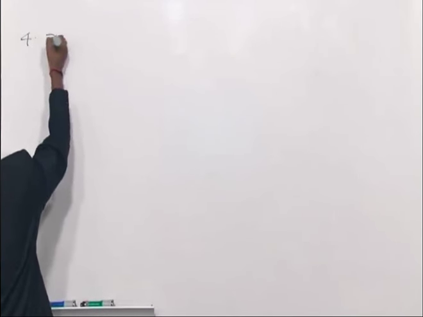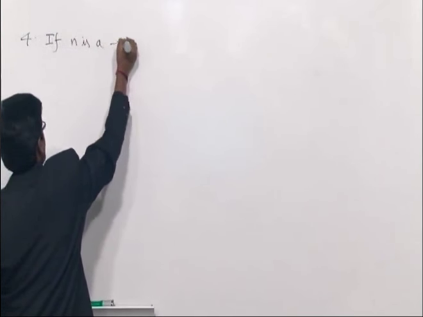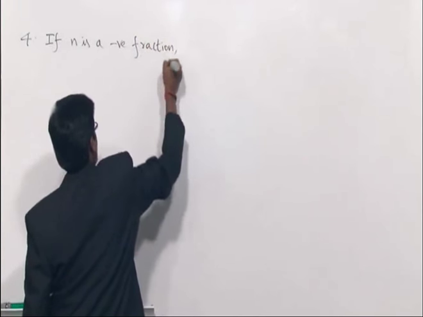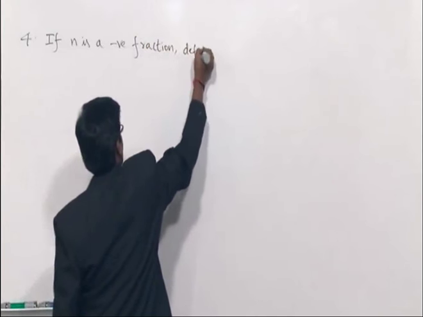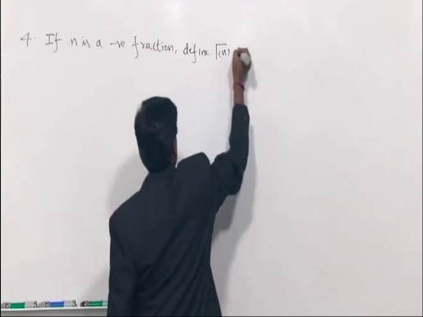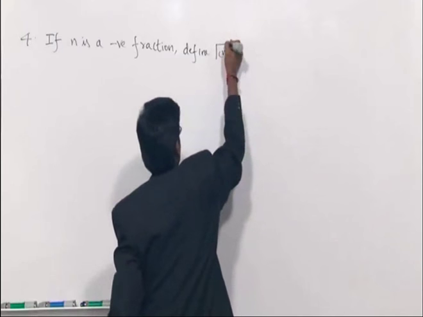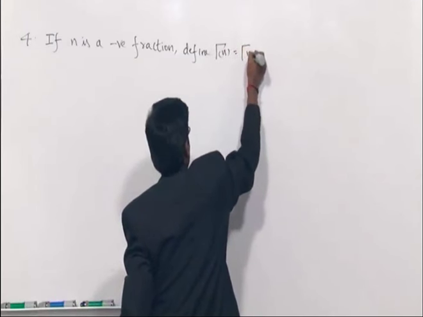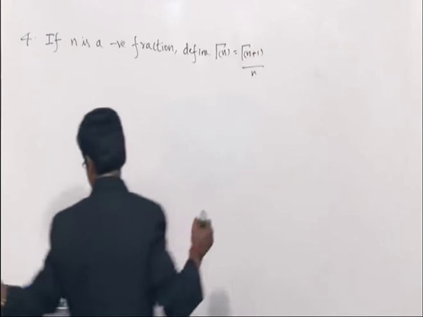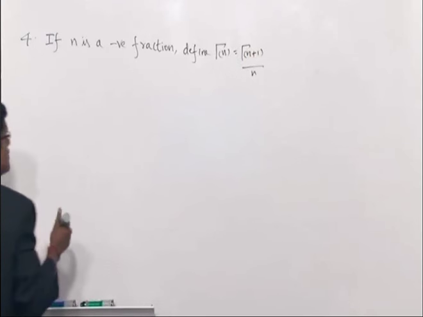If n is a negative fraction, define gamma n is equal to gamma n plus 1 divided by n. So for negative fractions apply this gamma procedure. Okay, evaluation of a negative fraction gamma.